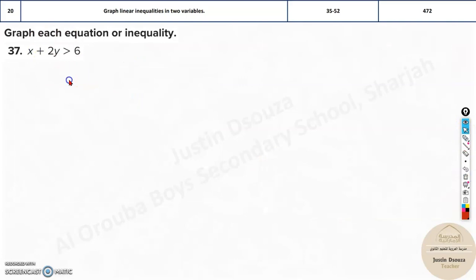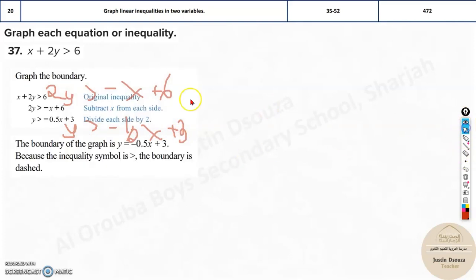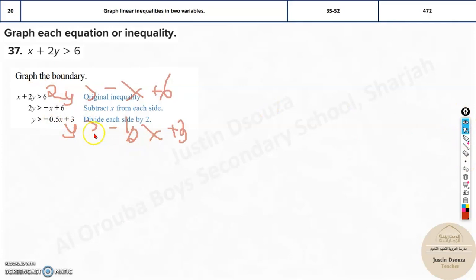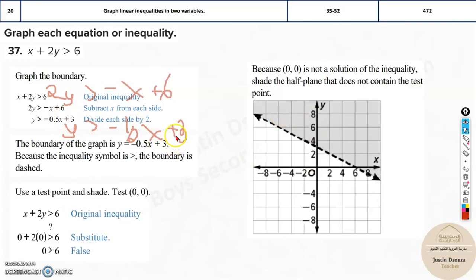Same thing over here. You can do the slope intercept form. That would be 2y greater than minus x plus 6, and divide both sides by 2, you will get y greater than minus half x plus 3. So this would be the equation. See, half is 0.5, minus half is minus 0.5, and then plus 3. Now in this graph you can see plus 3 over here. Yes, it's negative, it's downward, slope is half.